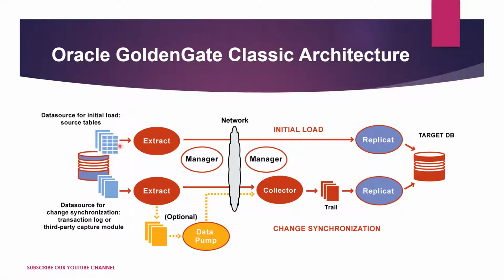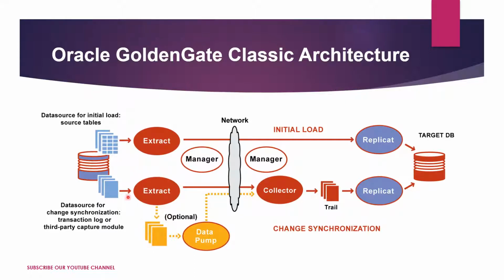So let us look at this entire diagram. On the left side you can see the source database, and on the right side we have the target database. If you look at the source database, the initial load or the initial source tables will be available here. And we have the extract processes running on the source side, and optionally we can create a data pump, and these are the trail files.